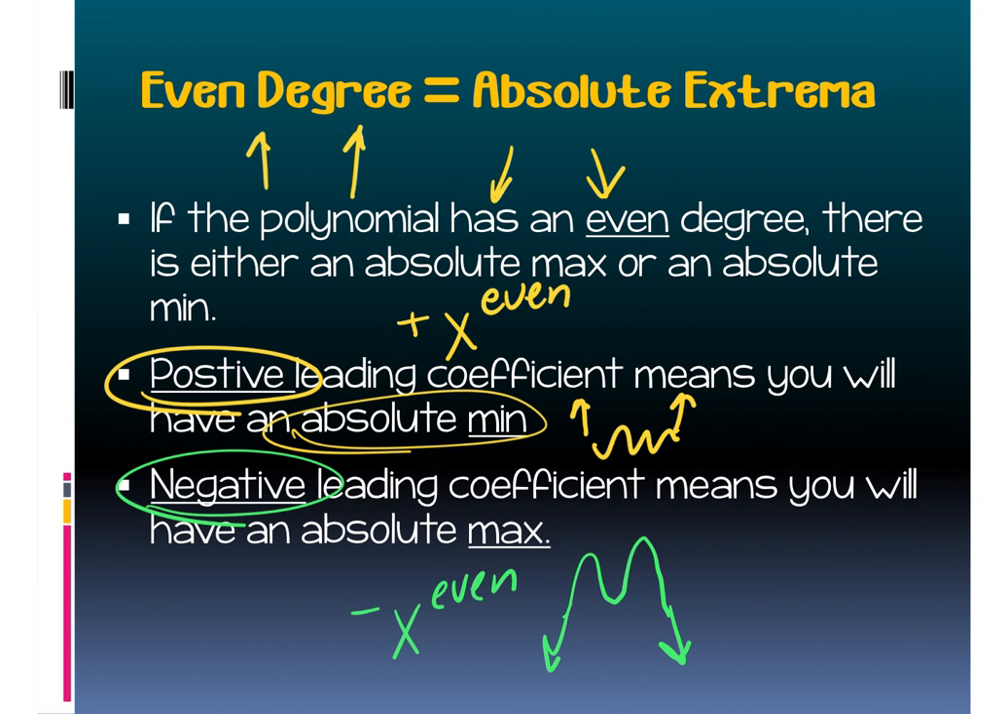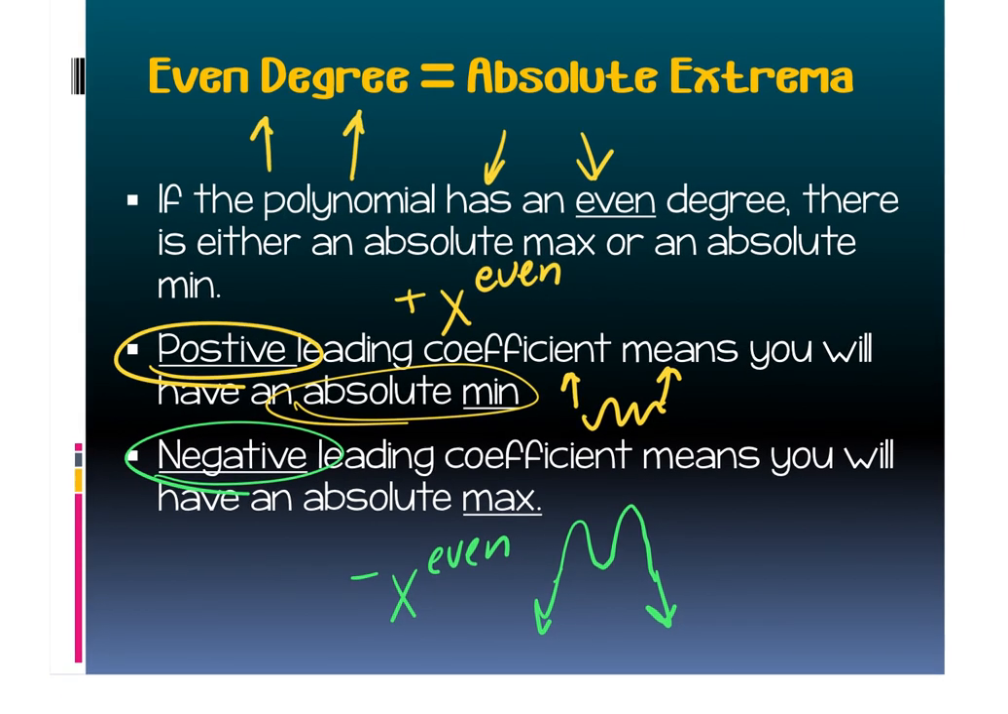So even, positive, both are up, has to have a max. Even, negative, both point down. Did I just say max? Yeah. Even, positive, both point up, it has to have a min. Even, negative, both point down, it has to have a max. So when you do the positive, you have an absolute min, but you can't have an absolute max. Correct.